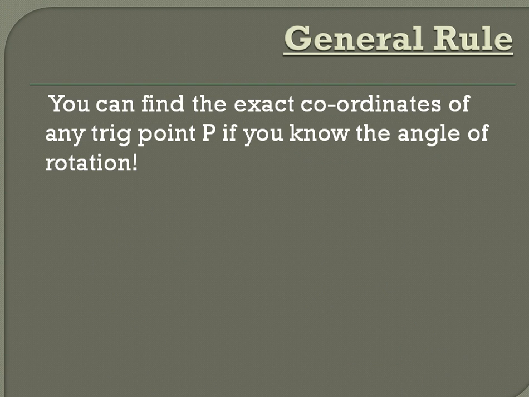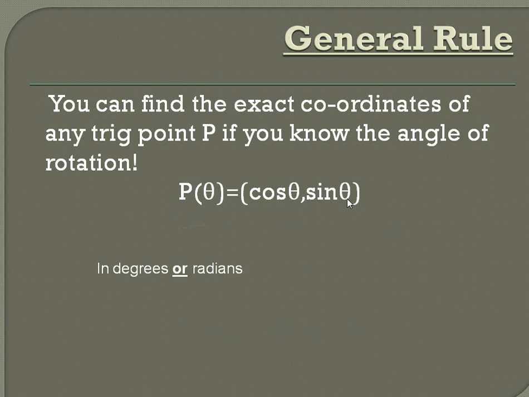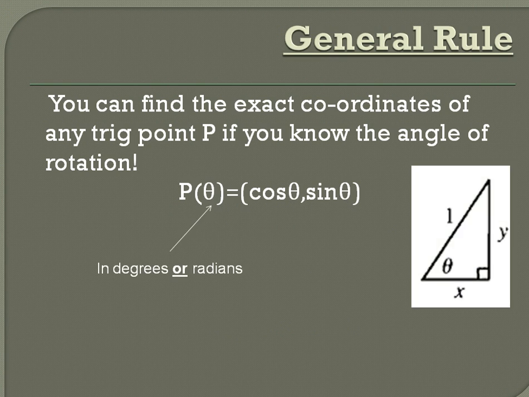So the general rule: you can find the exact coordinates of any trig point if you know the angle of rotation. Your point, which goes through a certain angle of rotation, which we have called theta, will result in an x and y coordinate of cosine theta and sine theta. Now your theta can be in degrees or radians, no big deal.